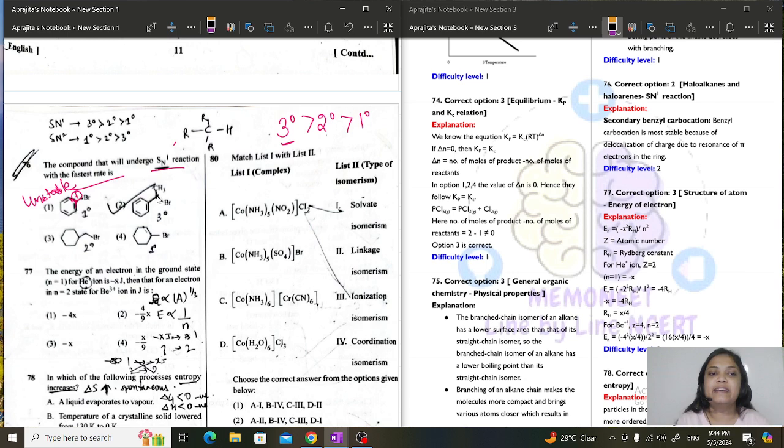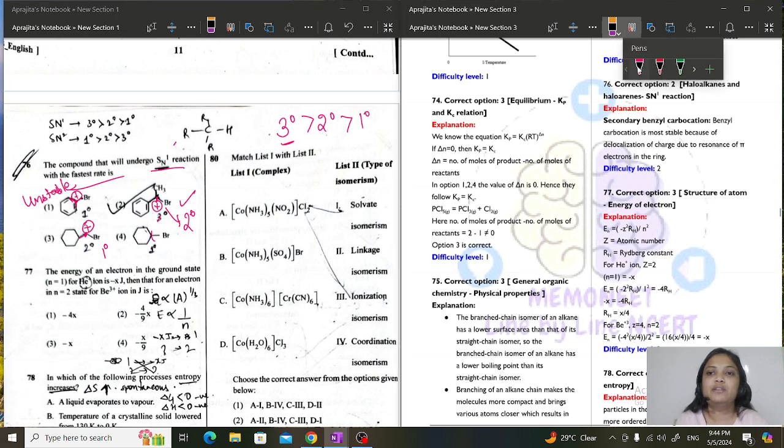In the second case, yes, this carbon is there, here carbocation will be formed, so here it is secondary carbocation. In the third one, it is primary carbocation, like here it will be formed. And in the second case also it will be phenyl carbocation. So we will see here that the secondary carbocation will undergo the reaction fastest. So that is why we can say the correct answer is option number 2.